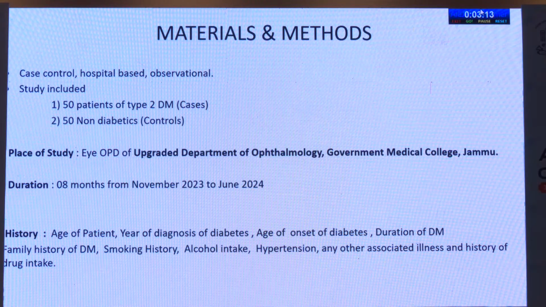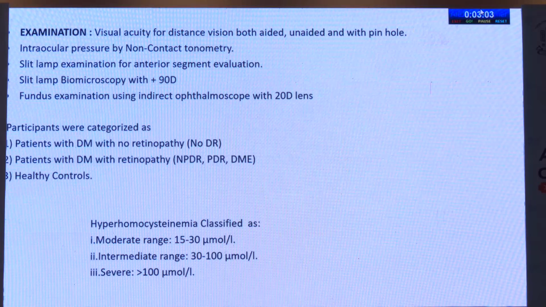The history included age of the patient, year of diagnosis, age of onset, duration of diabetes mellitus, family history, smoking, alcohol intake, hypertension, other associated illnesses, and history of drug intake, if any. The examination included visual acuity for distance vision, both corrected and best corrected, intraocular pressure by non-contact tonometry, slit lamp examination for anterior segment evaluation, slit lamp biomicroscopy with 90D lens, and fundus examination using direct and indirect ophthalmoscope with 20D lens.